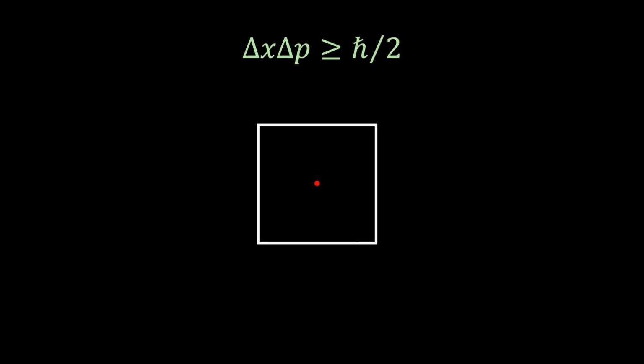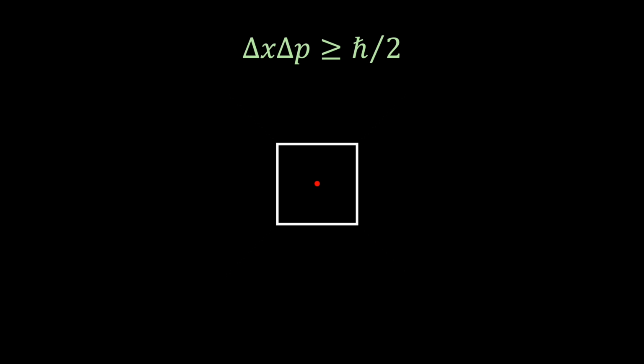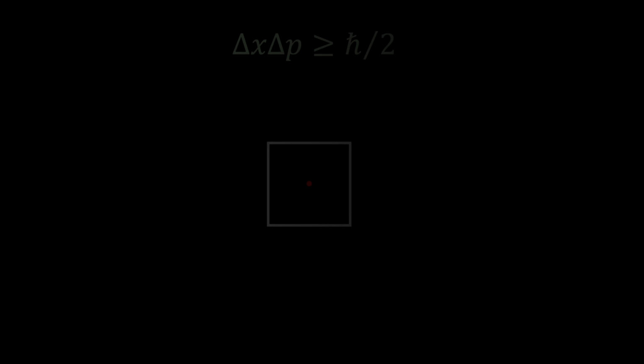And there are deeper restrictions too. Heisenberg's uncertainty principle tells us that if you try to squeeze a particle into a smaller and smaller region of space, its momentum becomes wildly uncertain. Perfect confinement just isn't possible.